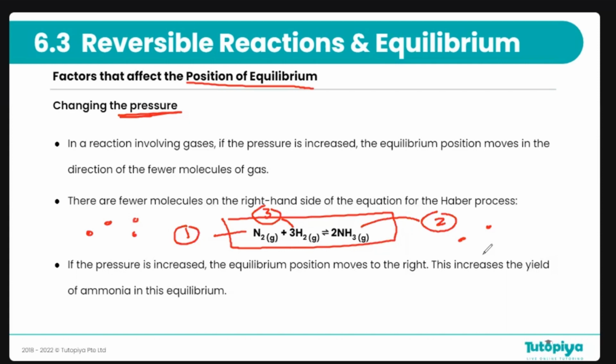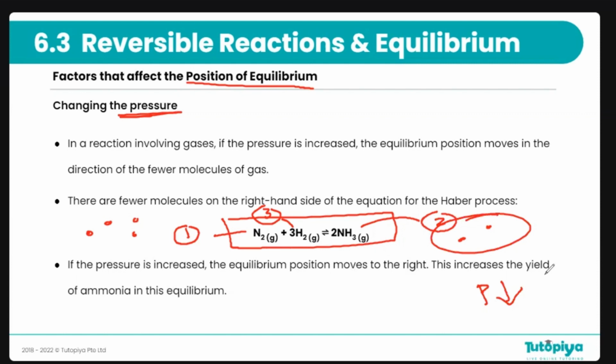If there are more products, that means there's a lesser number of molecules in the system. And if there's a lesser number of molecules, what happens to the pressure? The pressure will decrease. Let's recall what pressure really means in a gaseous system. The pressure is how frequently or how hard molecules knock on the walls of the container. If there are fewer molecules, there will be fewer collisions on the walls. So pressure will be low.